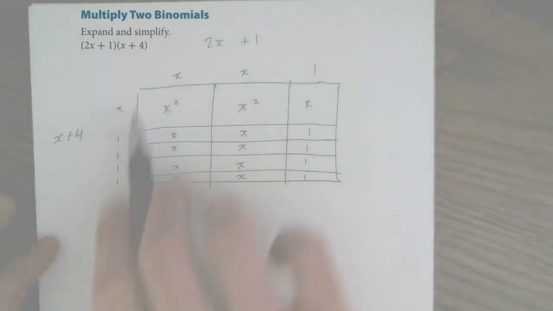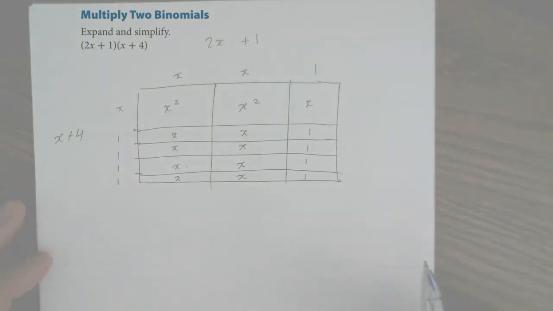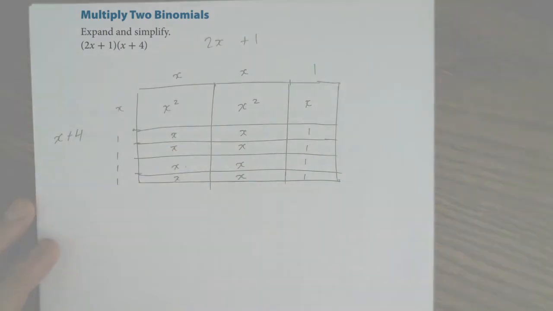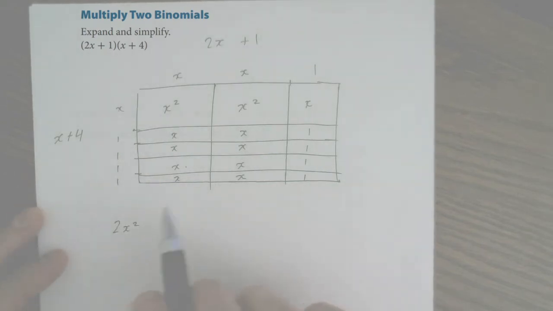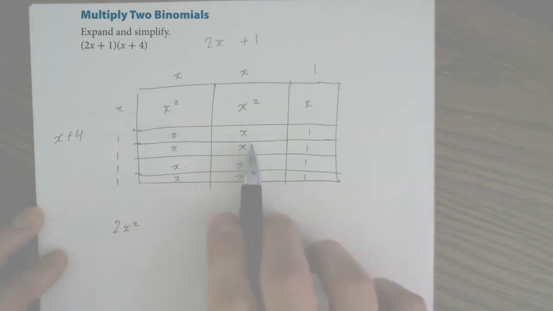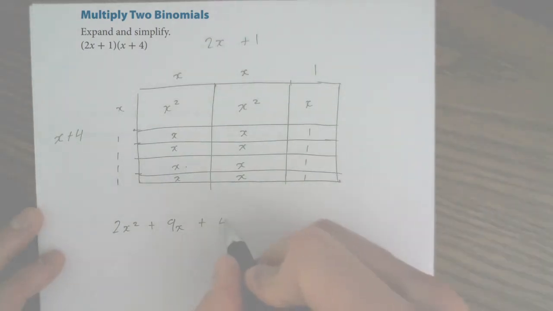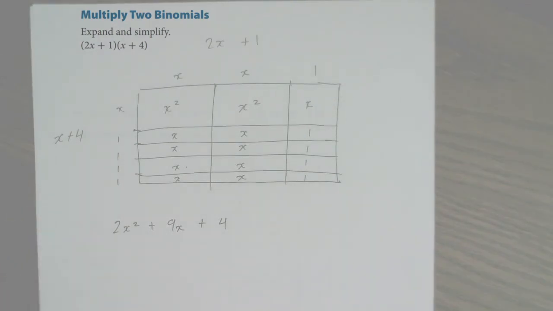So to get the total area of the rectangle, or in other words, multiply those two expressions, I'm going to add up all of these quantities. So I've got 2x squareds, and then I've got, how many x's do I have? 8 here, and 1 there. 9 altogether. Then I've got 4 ones altogether.